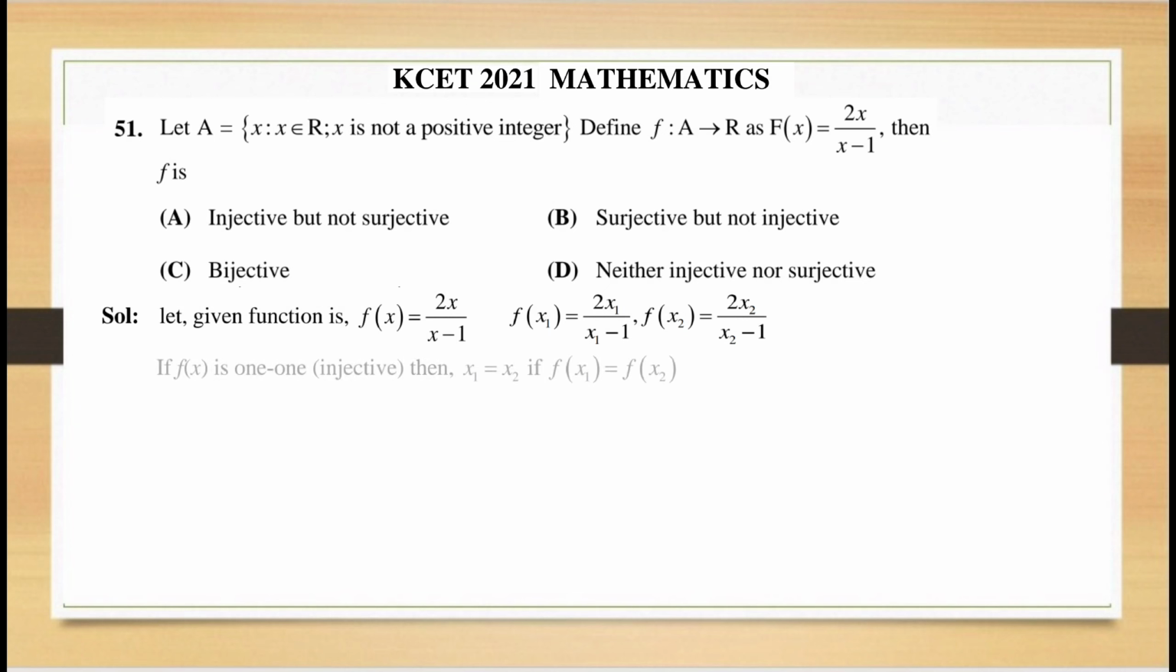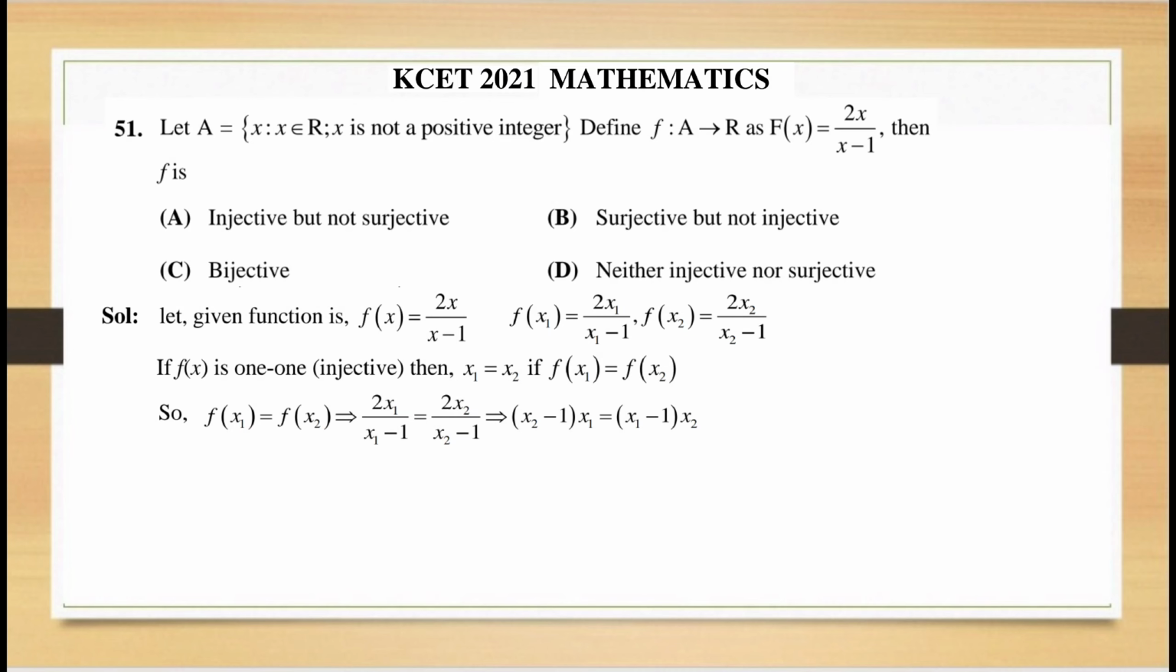Now, if f of x is 1-1, that means injective, then x1 equals x2 if f of x1 equals f of x2. So, if f of x1 equals f of x2, which implies 2x1 by x1 minus 1 equals 2x2 by x2 minus 1, which implies (x2 minus 1) into x1 equals (x1 minus 1) into x2. That is x1 x2 minus x1 equals x1 x2 minus x2, which implies x1 equals x2. Therefore, the given function is 1-1.